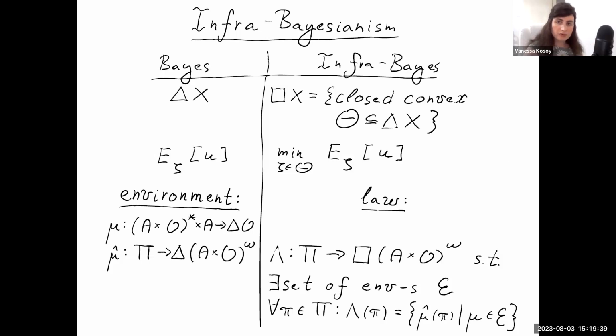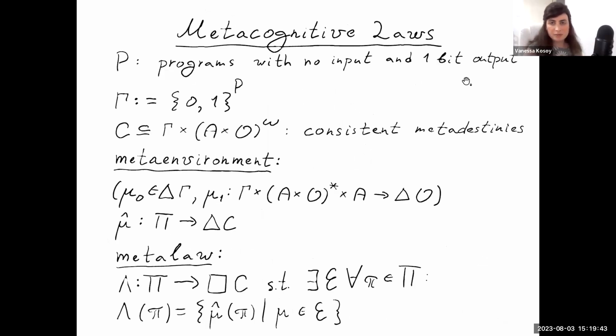Okay, that's a super brief recap of infra-Bayesianism. So how does our new framework modify this? In our new framework, I introduced the notion of a metacognitive law. How does the metacognitive law work? Let P stand for the set of all programs that have no input and produce 1 bit of output, and Gamma stand for mappings from P to {0,1}. In other words, gamma assigns to every program an output that this program could output. It's like some counterfactual way in which computations could behave. Like maybe 2 + 2 = 5, and the sine of 1 equals 3.7.